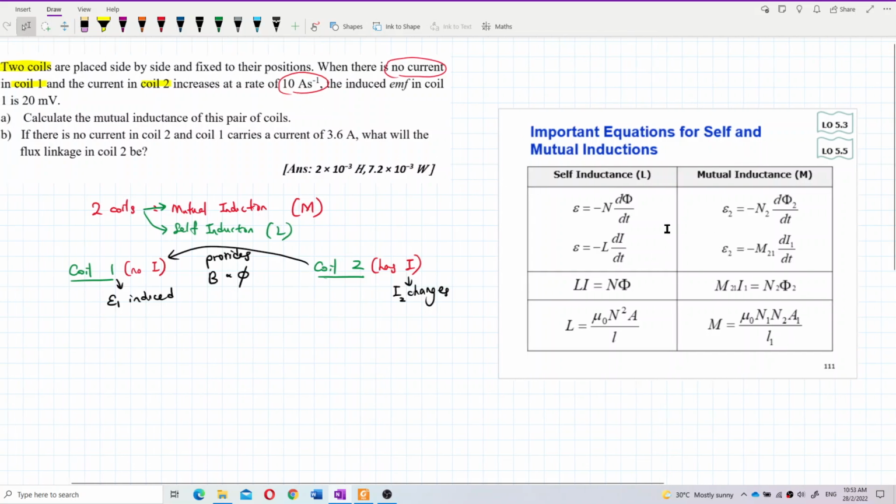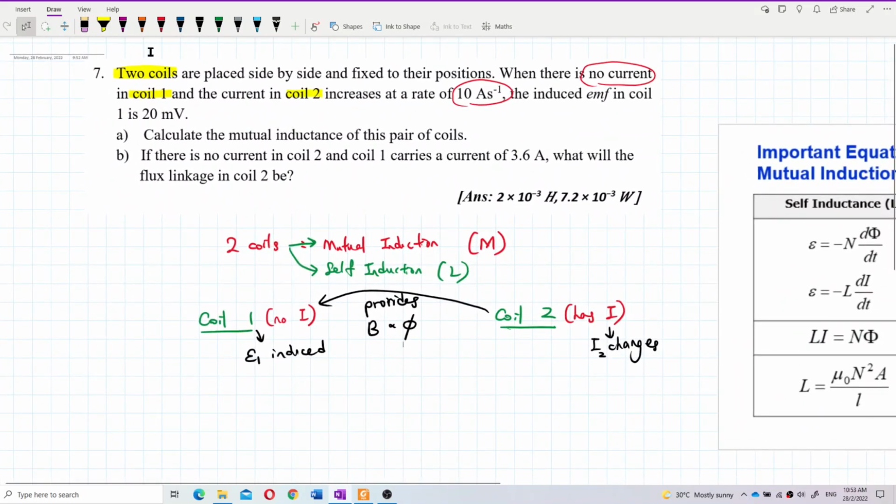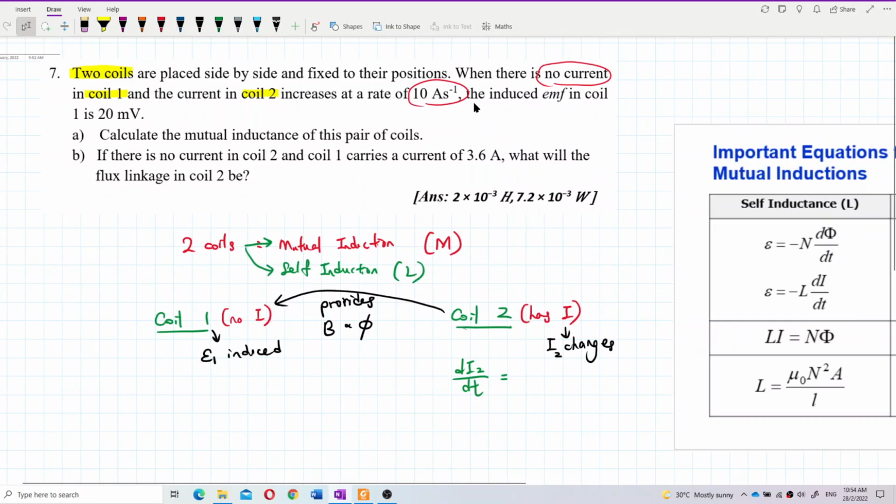Maybe I can list down the values first under coil 1 and coil 2. We have no current in coil 1, and the current in coil 2 changes at the rate of 10 ampere per second. So this is di2 over dt. It's coil 2, so it is di2 over dt, because the change of current happens at coil 2.